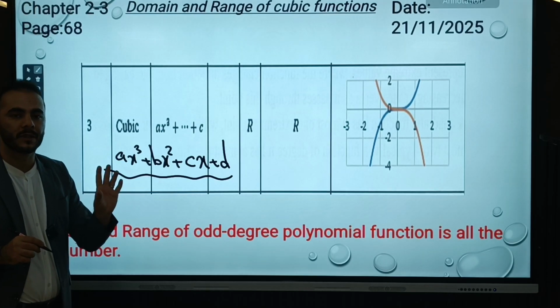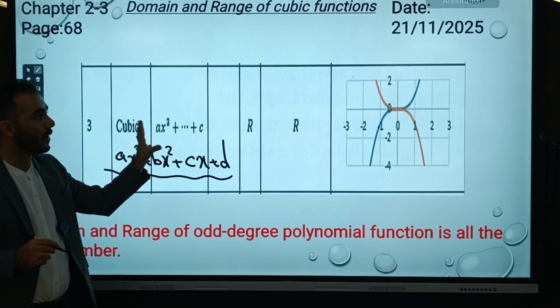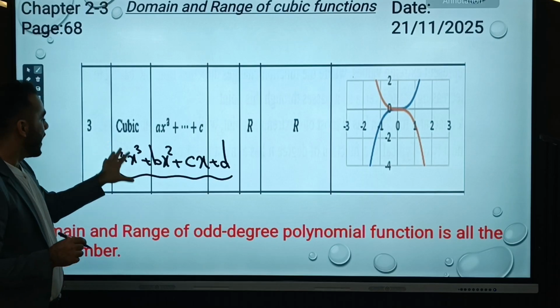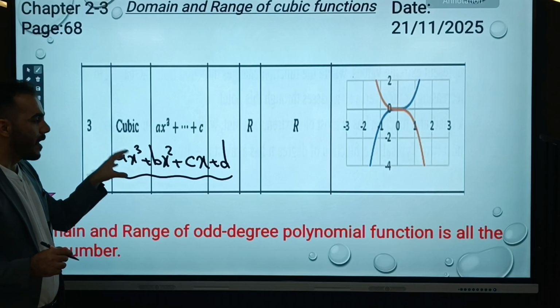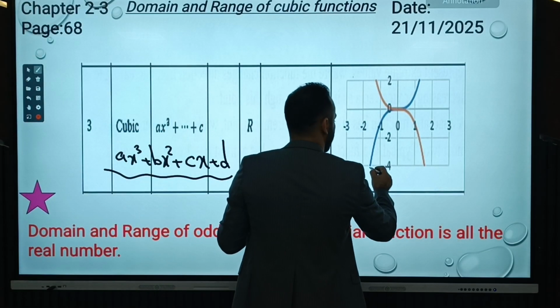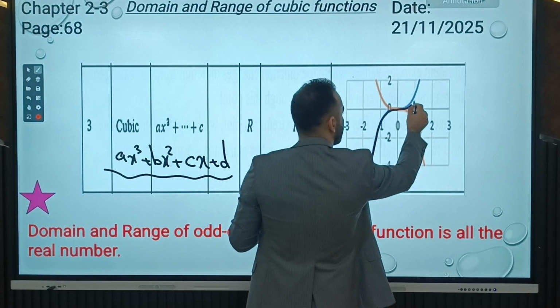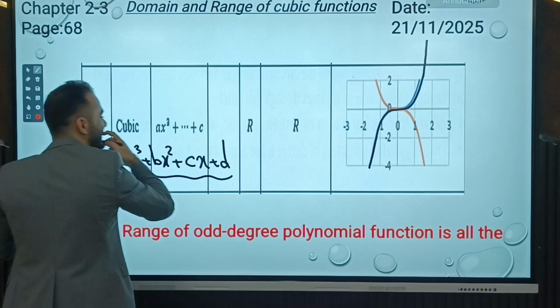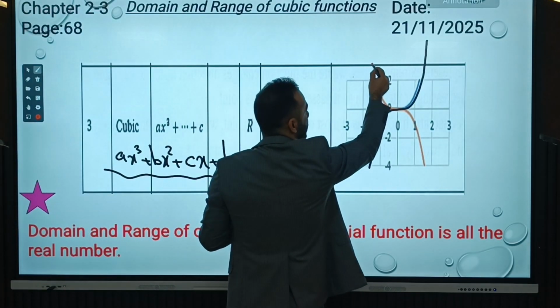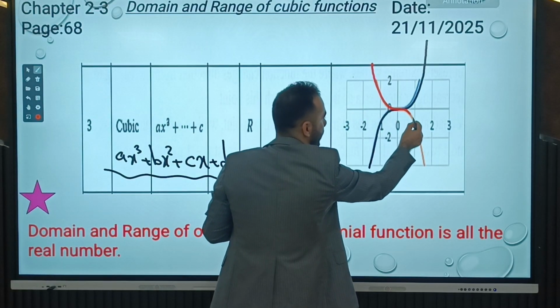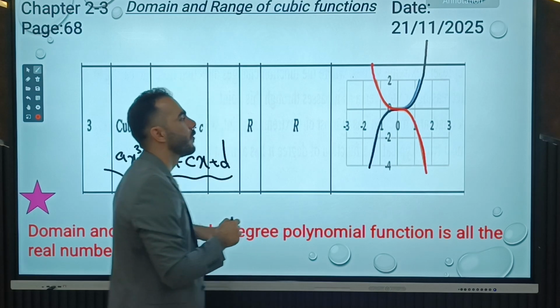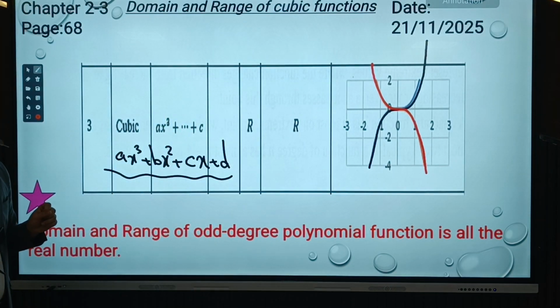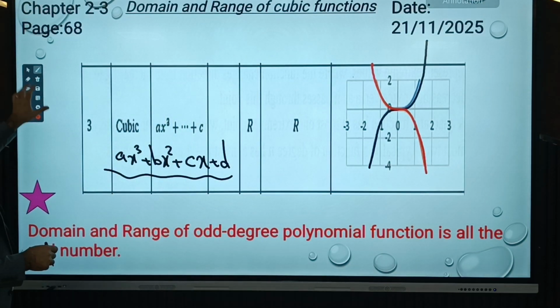And if a is positive, that's going to be the graph. If a was negative, the graph would be something like this. And for both cases, by the way, domain and range are all the real numbers. The graphs are very important. I hope that you have a view of them in your mind and keep it until grade 12 because you need the graphs.